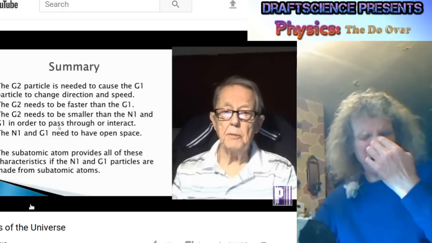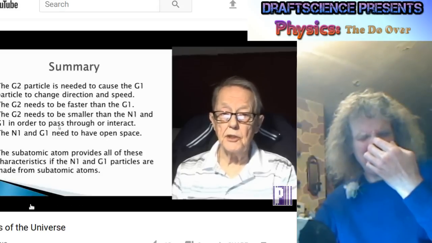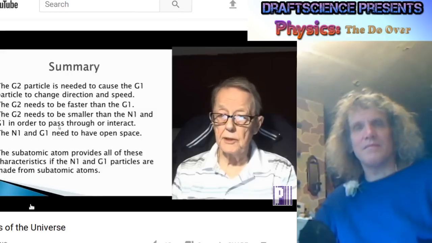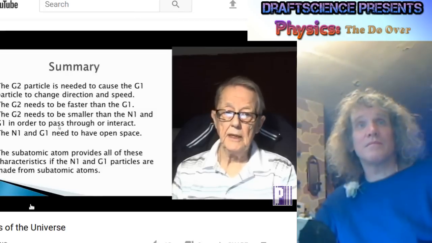In summary, the G2 particle is needed to cause the G1 particle to change direction and speed as in refraction. The G2 needs to be faster. Right, so this idea that you need another gravity to move the gravity, and then you need another gravity to move that gravity, and then you need another gravity to move that gravity. No. No, I don't think you do need any of that.